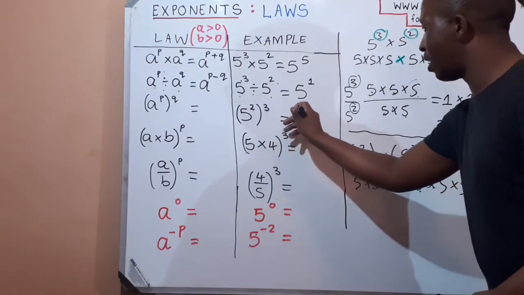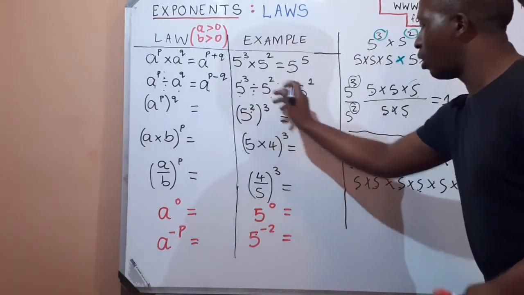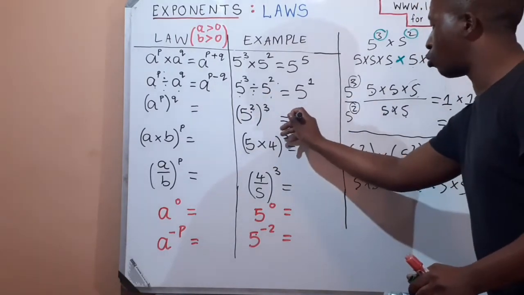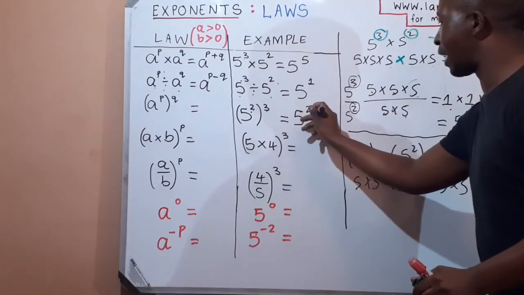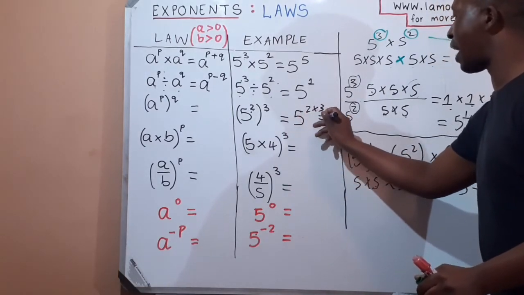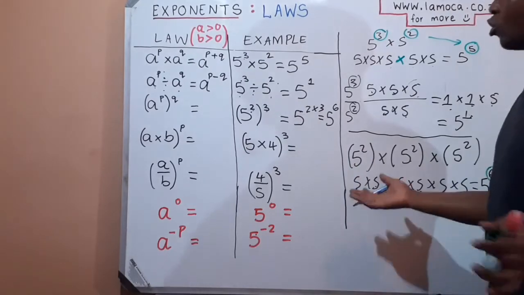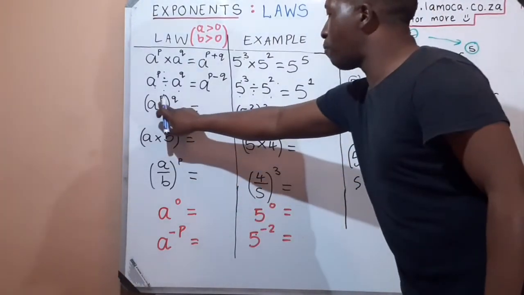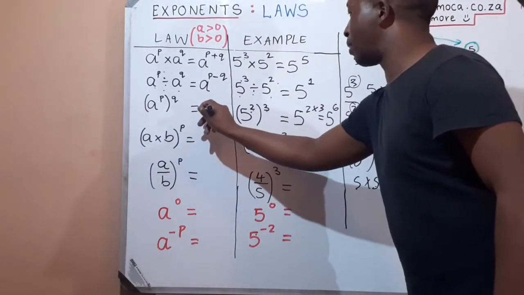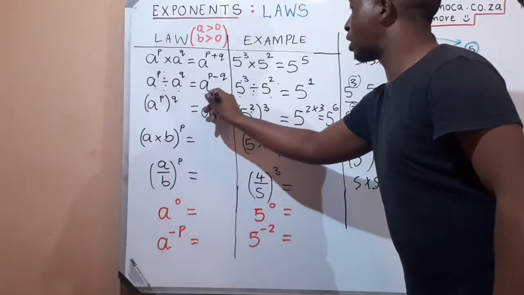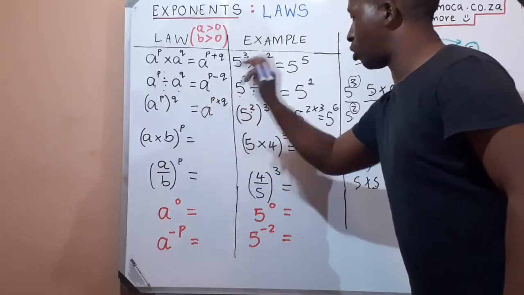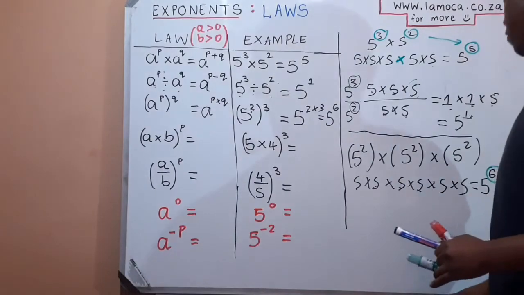So we can then say, if you have 5 to the power 2 raised to the power of 3, you're just going to multiply the 2 and the 3, which is going to give you 5 to the power of 6. So in general, a to the power of p to the power of q can be written as a to the power of one exponent times the other exponent. Just multiply those exponents. Very powerful stuff.